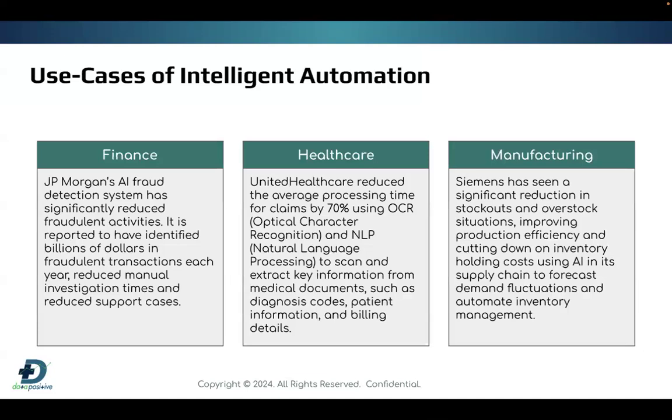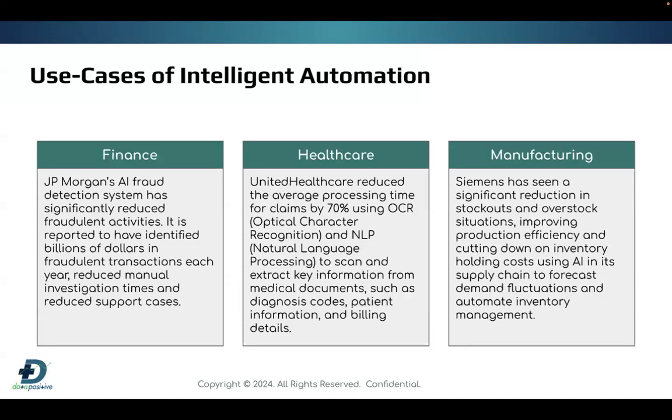So, a couple of use cases of intelligent automation. Let's talk about finance. Fraud detection systems, they're out there. I don't know this for a fact, but what I can say is that it's way, way harder to commit fraud with some of the big banks.